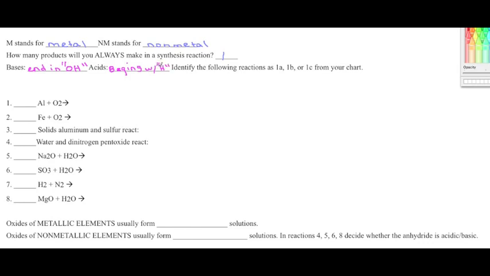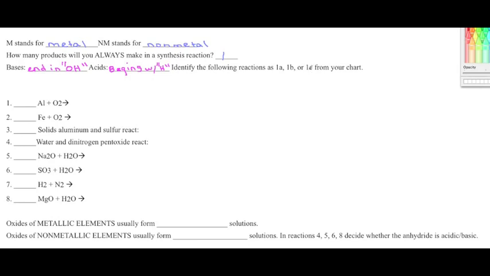Alright, and I'll show you how that plays into what we're about to do right now. At the top of your page, you have 3 different types of synthesis reactions. You have the classic 1A, which is just one element plus another element gives you a compound. Then you have your 1B, which is water plus a metal oxide, and I'll show you what that is in a second, gives you a base. And then your non-metal oxide plus water gives you an acid.